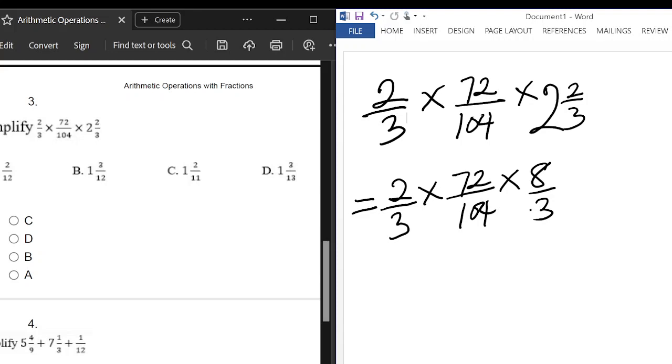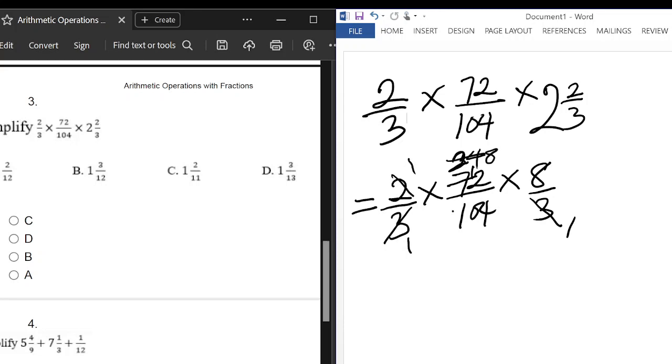So we can then divide now. 3 can go into 72. 3 in 7 is 2 remainder 1, 3 in 12 is 4. Then 3 can still go into 24, that is 8, right?